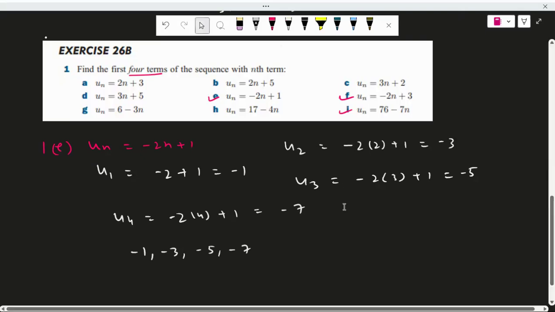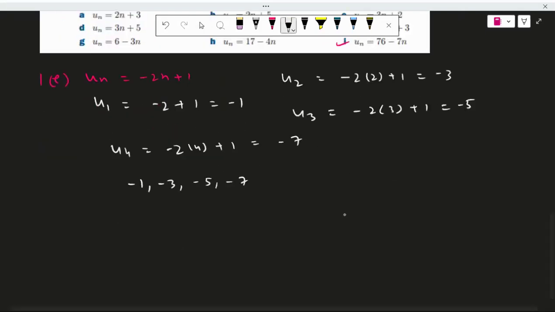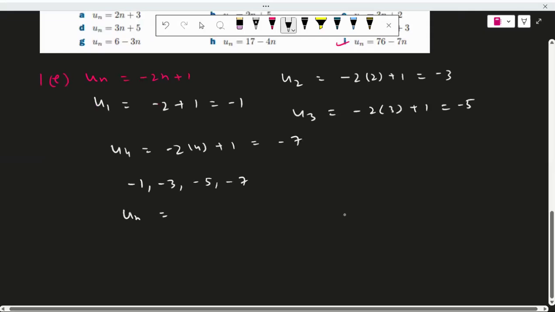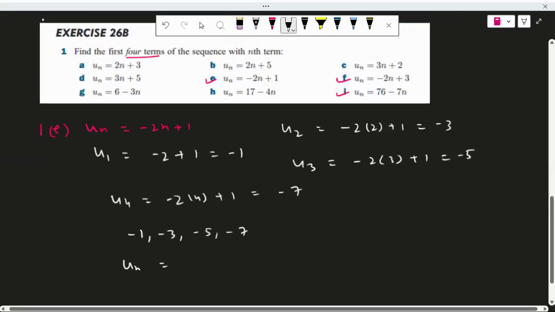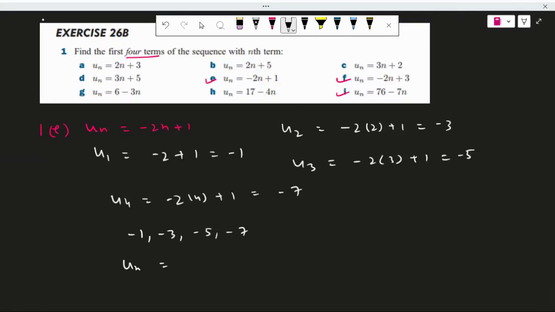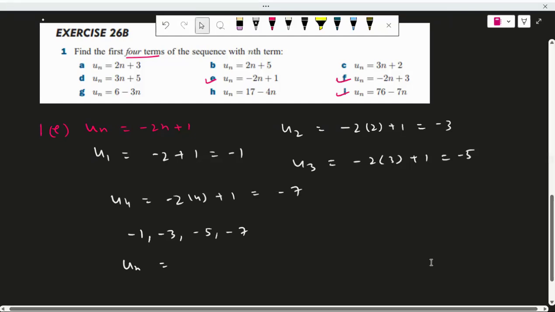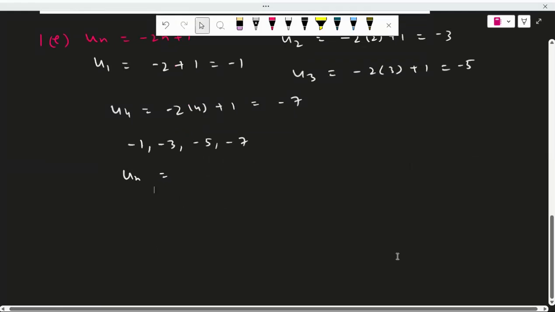What about the nth term? Un is given, in fact, with the nth term. The nth term is given, you just need to find the 4 terms. So I think this is quite an easier one. You can do it yourself. I'll send you the part of the book. Now coming to the next question.